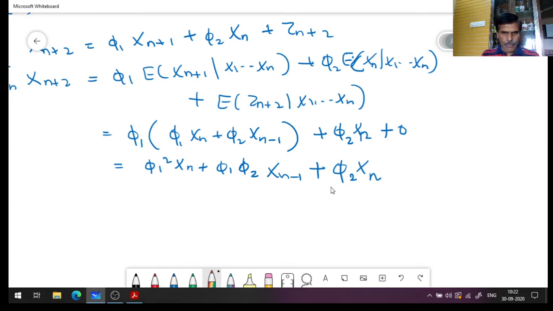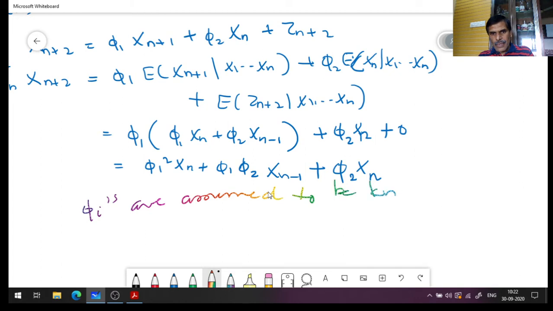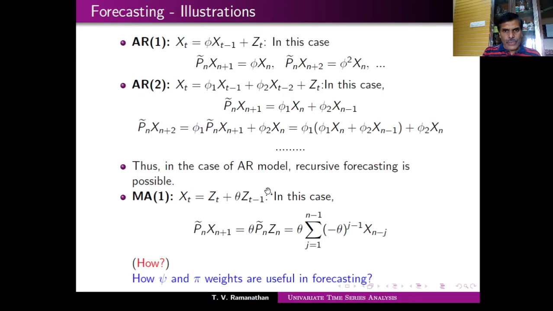So phi 1 square plus phi 2 xn plus phi 1 phi 2 xn minus 1. Now I told you, how do you know these things? I have assumed that phi 1, phi 2, the phi i's are assumed to be known at present. So let's go back.